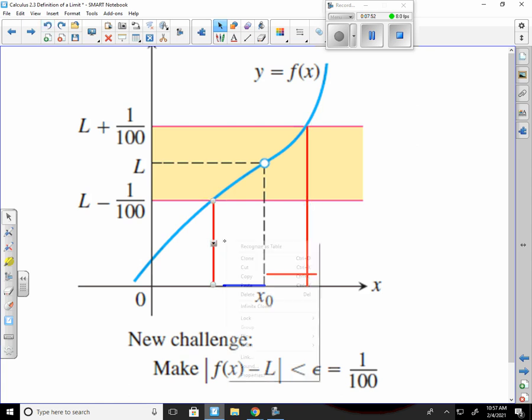In general, we are always going to want to go with the delta that is less in order to make it work. So even though I'm cutting off some of this yellow by moving this closer, it's still within the 1/100th, and that's all that matters. It has to be close enough to the limit so that it doesn't go outside of this range of 1/100th above or 1/100th below.